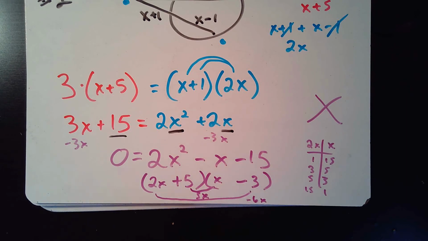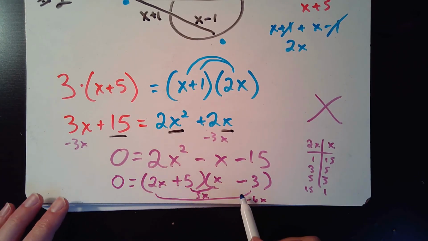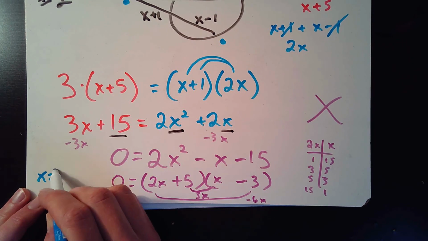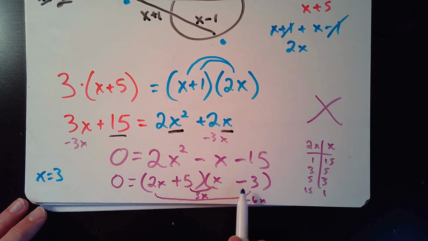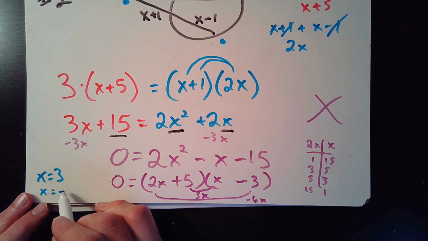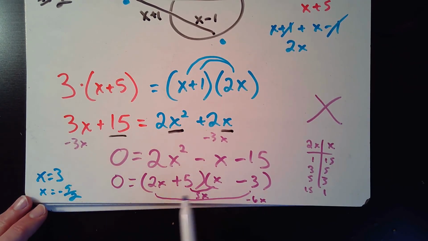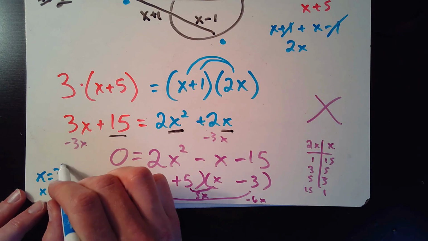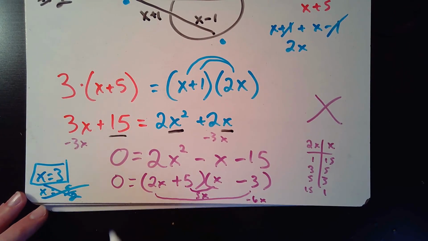So with those two binomials now, I know that either one of them has to be equal to 0, which means either x equals 3 to make this 0, or x equals negative 5 over 2, which is not possible, so x equals 3 is my solution. Hopefully that helped.